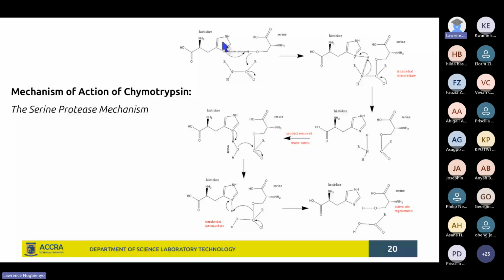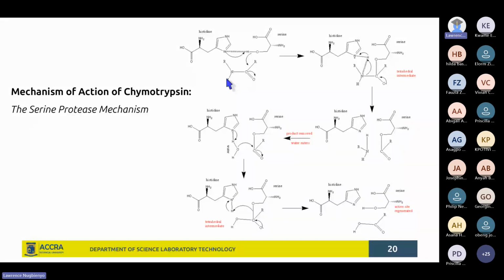This serine, the hydroxyl group on the side chain, is interacting with that nitrogen in the histidine, the imidazole ring of the histidine. Again, the substrate on which the enzyme should be acting is a protein. It's a peptide bond which is supposed to be broken.